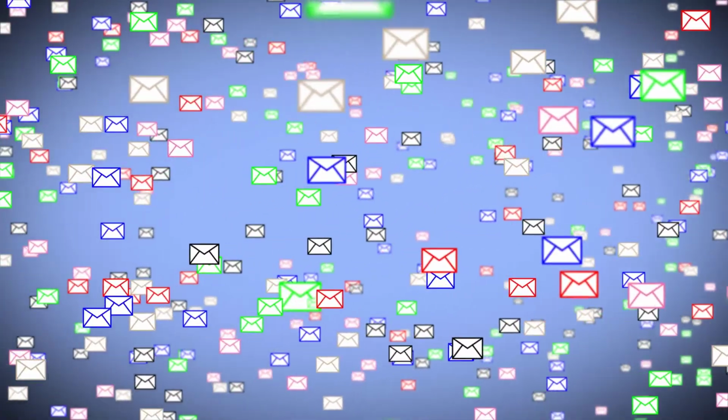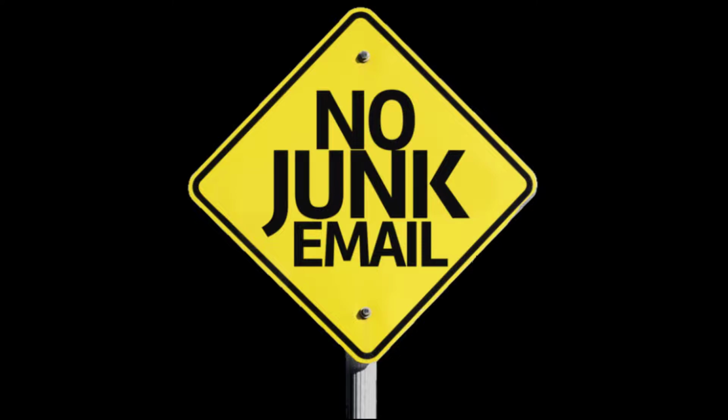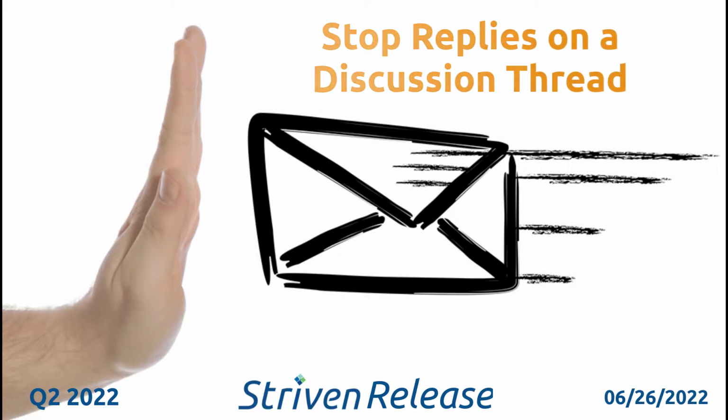If you find that a particular discussion thread is receiving many unwanted emails, such as spam or junk mail, Striven now has a feature setting to help curb the issue. This new feature allows users with the proper user role permissions to stop replies on a discussion thread.